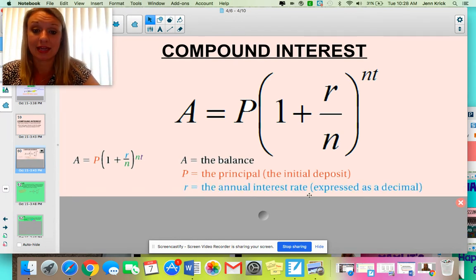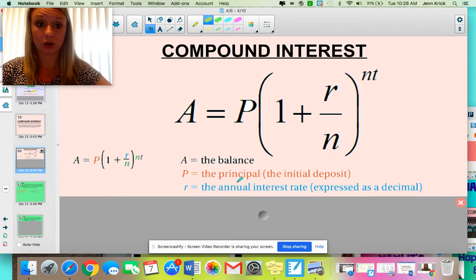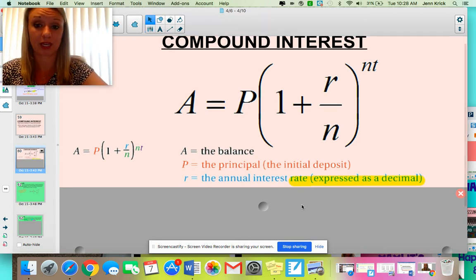R is the annual interest rate expressed as a decimal. So if it makes like 3% interest, that would be written as 0.03. Or if it made 11% interest, that would be written as 0.11. Okay, so remember that when you express R, your rate, that's always a percent and it's always expressed as a decimal. Okay, that's a common misconception for kids.